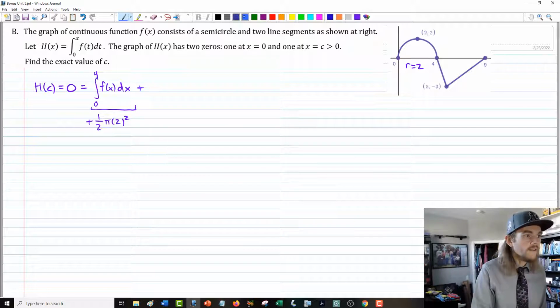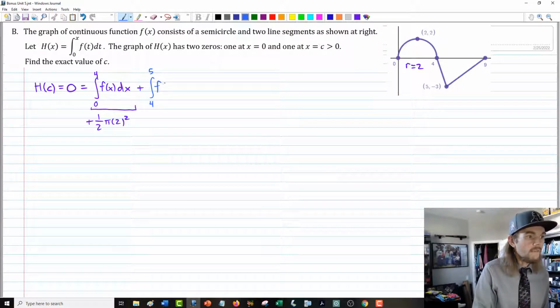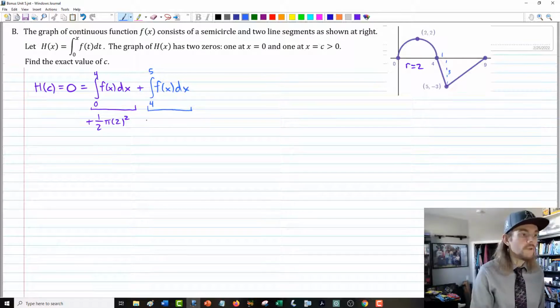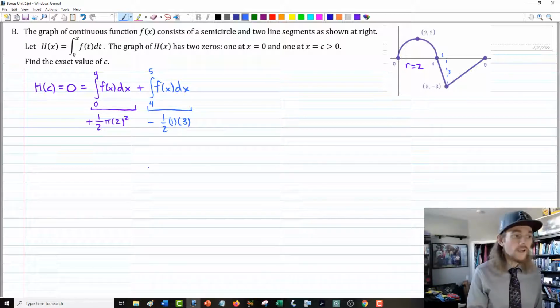Next, we're going to add to that the integral from 4 to 5 of f of x dx. Now this one's a little bit trickier, but this little section is going to correspond to the tiny little triangle that we have right here. That triangle has a width of 1 and a height of 3. So that triangle's area is going to be 1/2 base times height. But because it's below the x-axis, that region is going to be considered to have negative area.